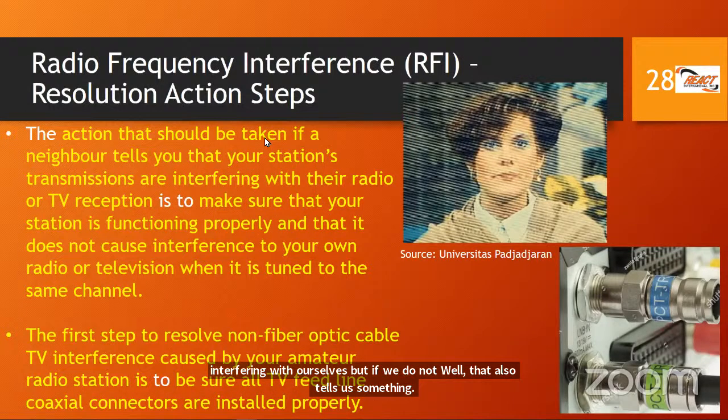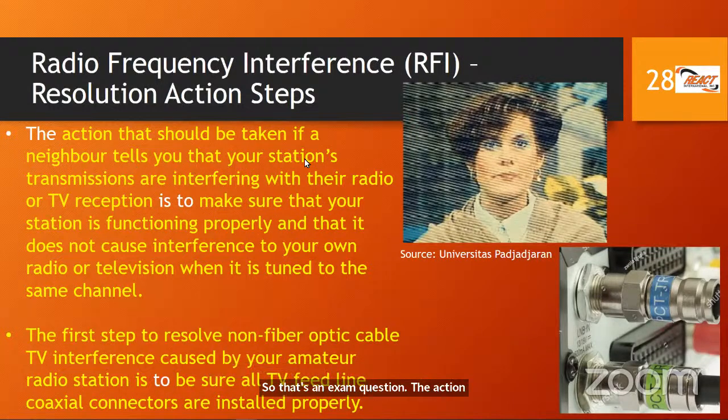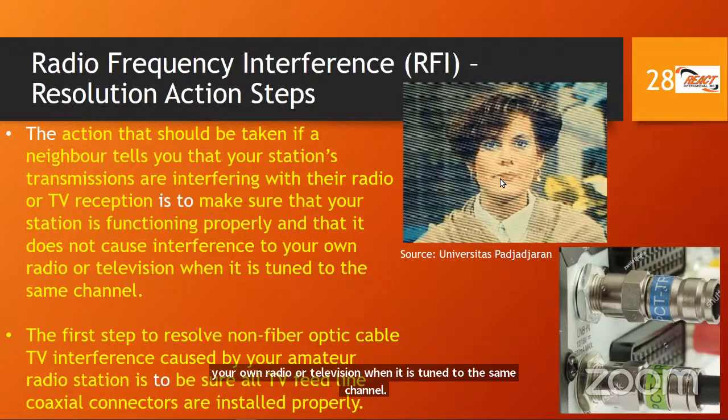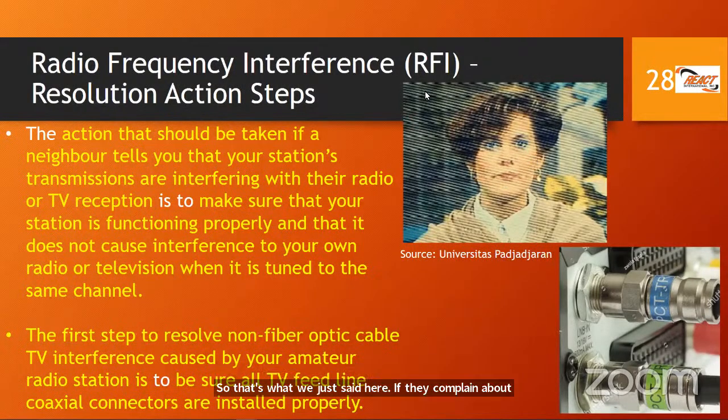The action that should be taken if a neighbor tells you that your station's transmissions are interfering with their radio or TV reception is to make sure that your station is functioning properly and that it does not cause interference to your own radio or television when it is tuned to the same channel. So that's what we just said here. If they complain about it, check your own TV and see if you are also causing this type of interference to your TV, which is actually even closer or should be closer than your neighbors.